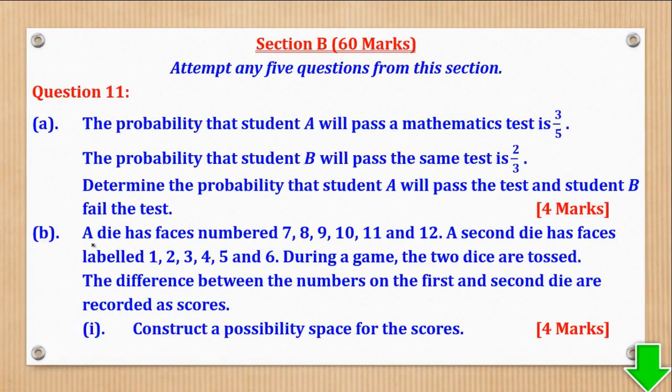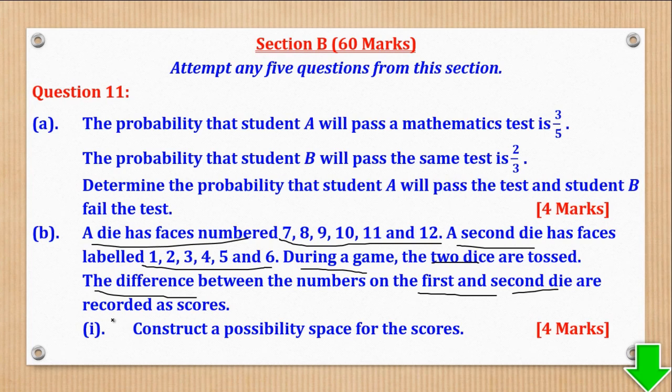Part B says a die has faces numbered 7, 8, 9, 10, 11, and 12. A second die has faces labeled 1, 2, 3, up to 6. During a game, 2 dice are tossed. The difference between the numbers on the first and second die are recorded as scores. Difference means subtraction. Part A, construct a possibility space for the scores.